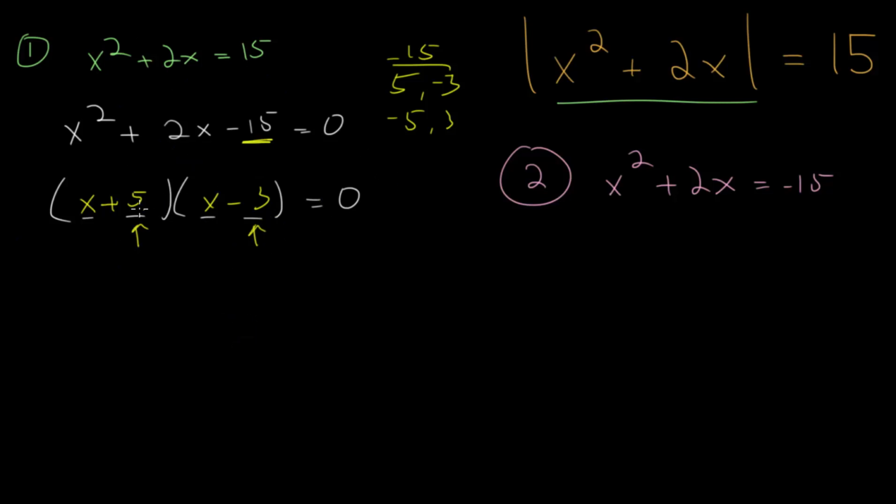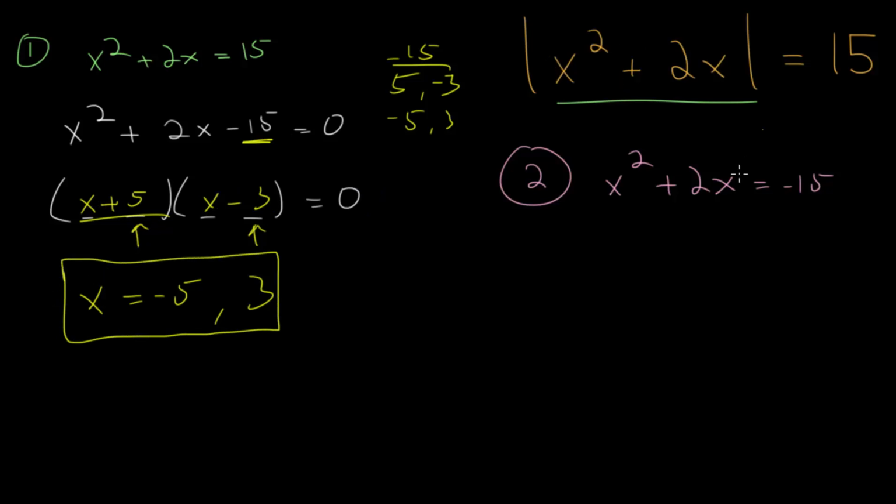And to solve this, we use the zero product property. If either of these factors is equal to 0, then you have 0 times something, which is always 0. So if x is -5 here, then you get 0 multiplied by -8, which of course is 0. And if x is +3 here, then you get 0 times 8, which again is 0. So these are two solutions.